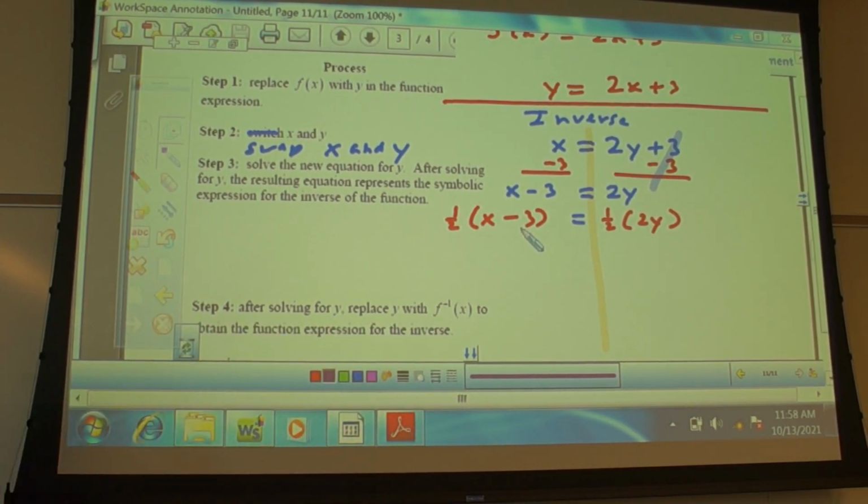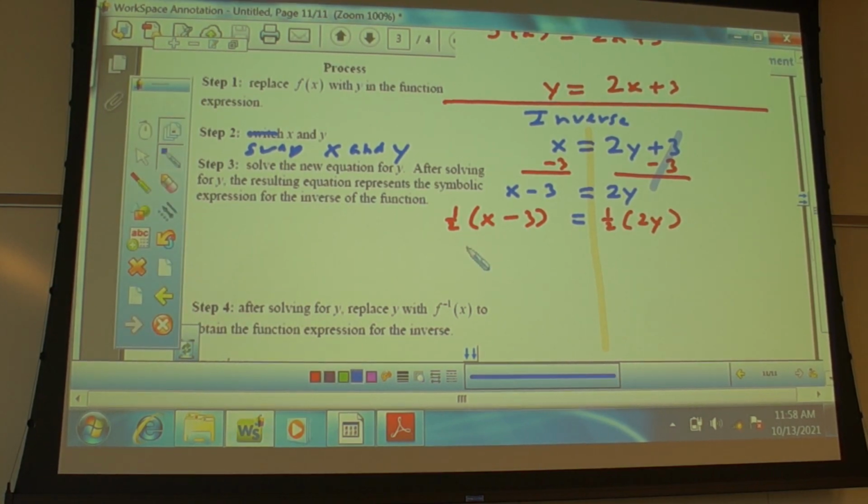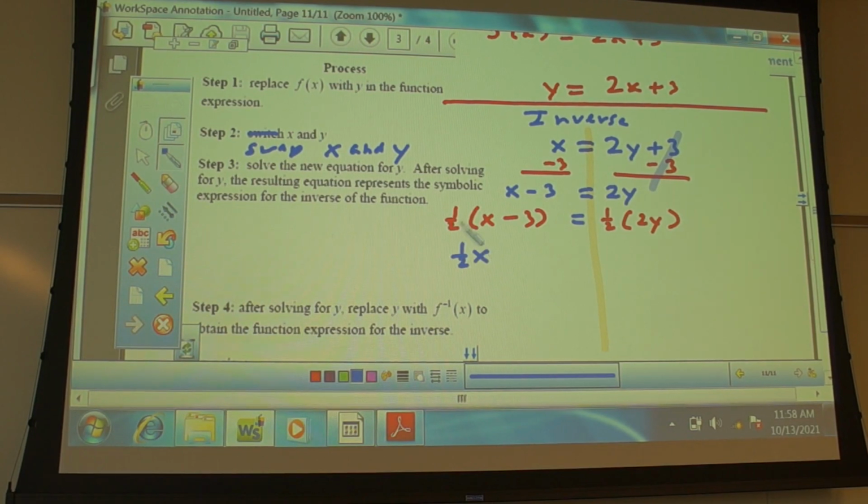Okay, so let's go ahead and do this part. 1/2 times x gives me what? 1/2 x. That's fine. 1/2 times negative 3 gives me what? 1.5. Maybe negative 1.5. Right, I'm okay with that, 1.5. Are you guys happier with that than you are with 3/2? Okay. And then 1/2 of 2y is what? Take the numbers, multiply them. What's 1/2 of 2? 1. So that's what I want. I want y by itself.